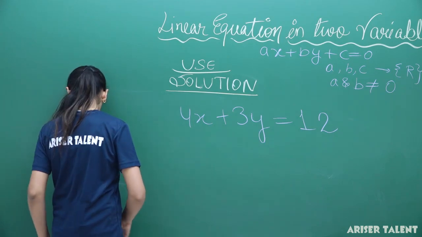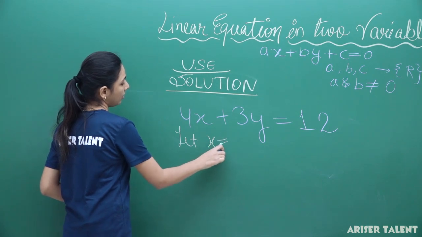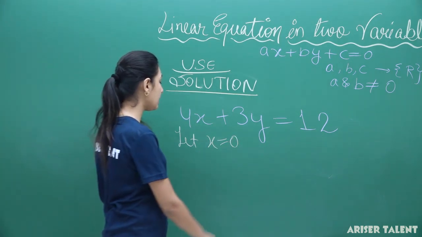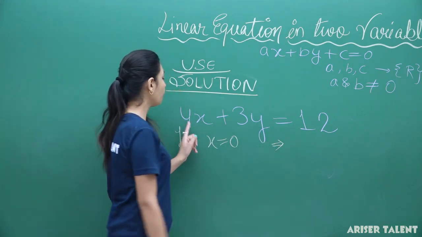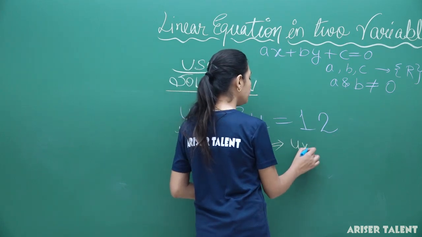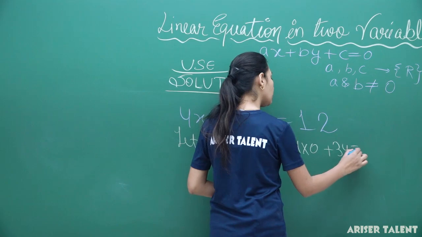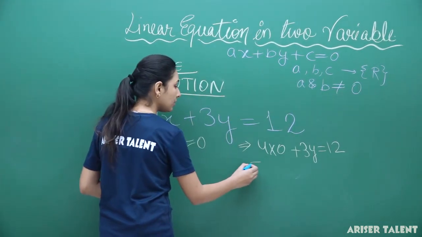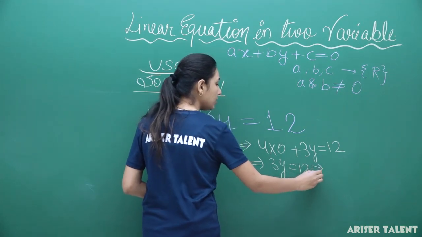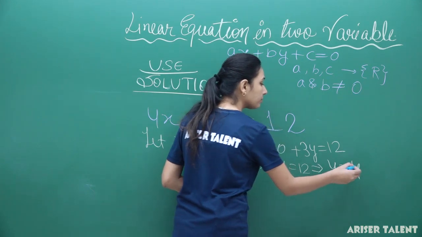Let x equals 0. If x equals 0, students, that means put 0 in this equation: 4 multiplied by 0 plus 3y equals 12. That means 3y equals 12. This means that y equals 12 by 3, which is 4.